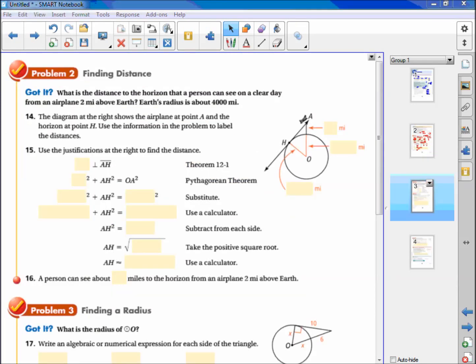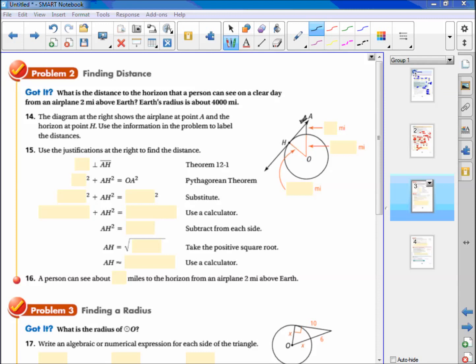Okay, problem number 2. What is the distance to the horizon that a person can see on a clear day from an airplane 2 miles above Earth? Earth's radius is about 4,000 miles. The diagram at the right shows the airplane at point A and the horizon at point H. Use the information in the problem to label the distances. Okay, so let's see what we get here.